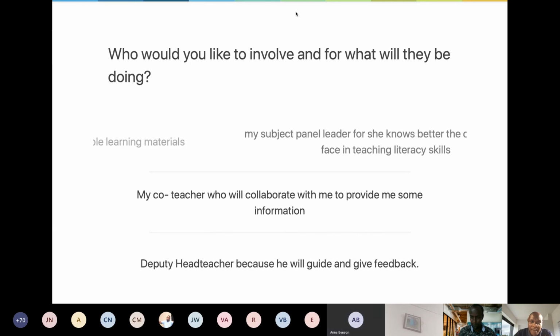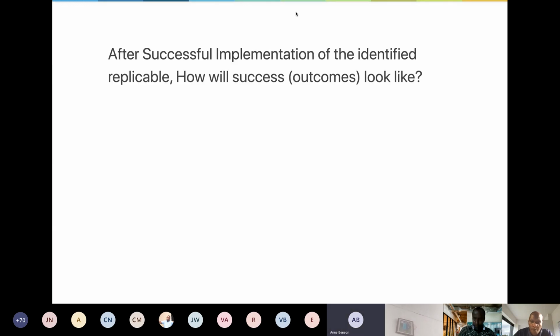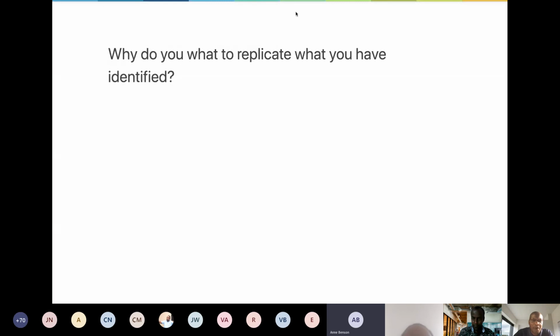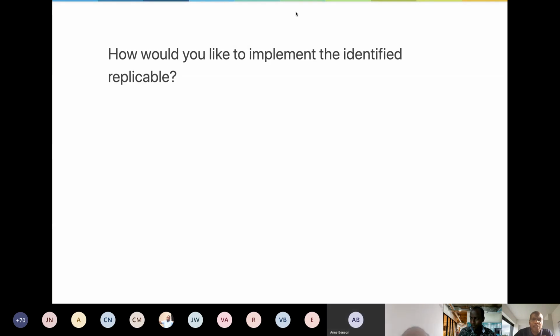The next thing we'll ask you is how will you do it? Can you describe what you have said? Give us a sentence or describe in a nutshell. You have told us what you will do. You have told us why you will do it. You have told us who you will work with. Now we are asking you, how will you do it? So describe to us how you will do it.